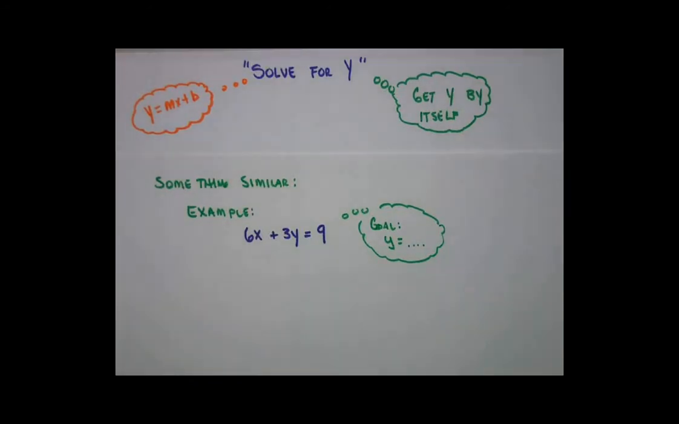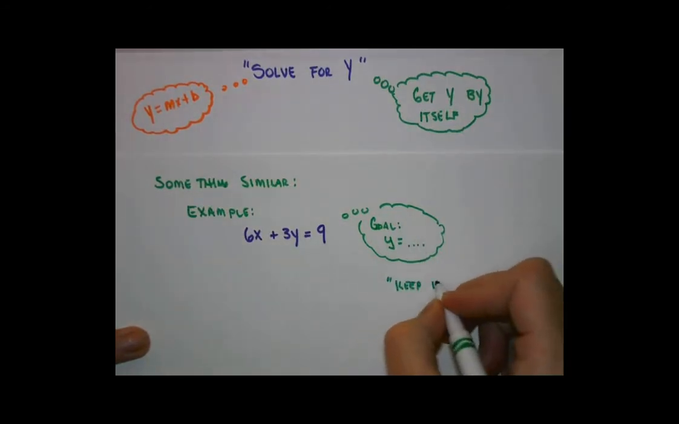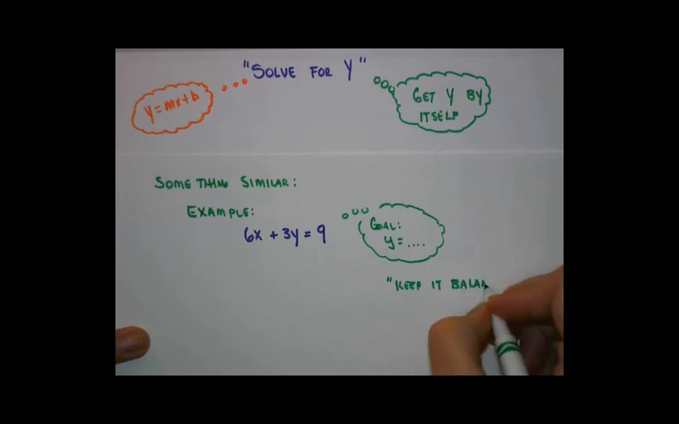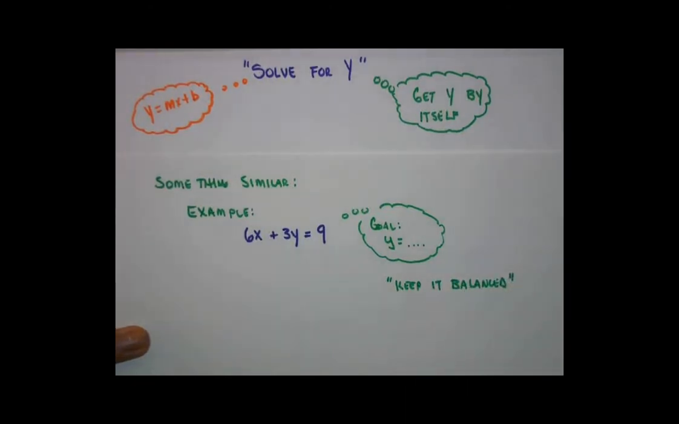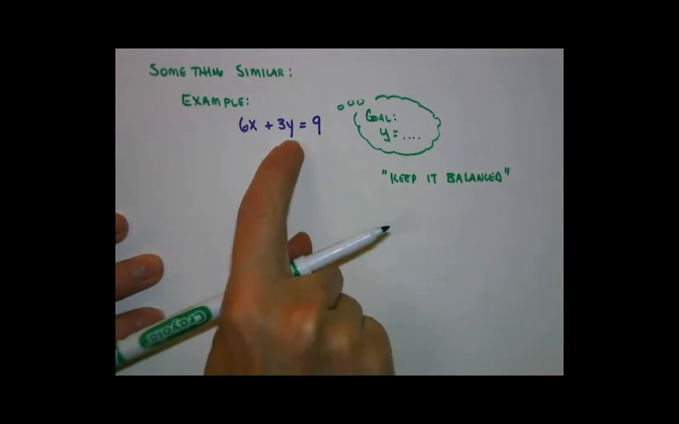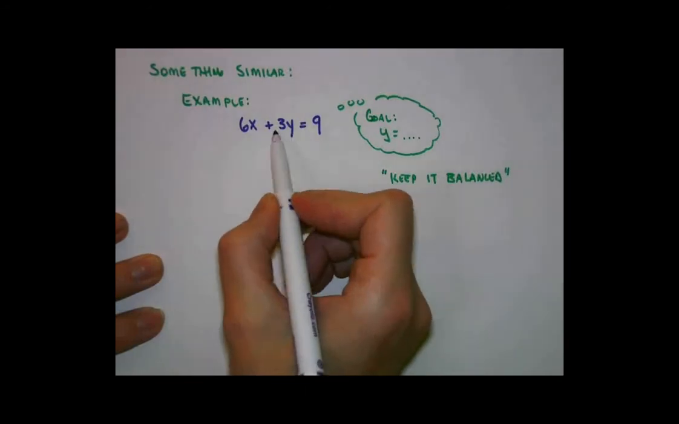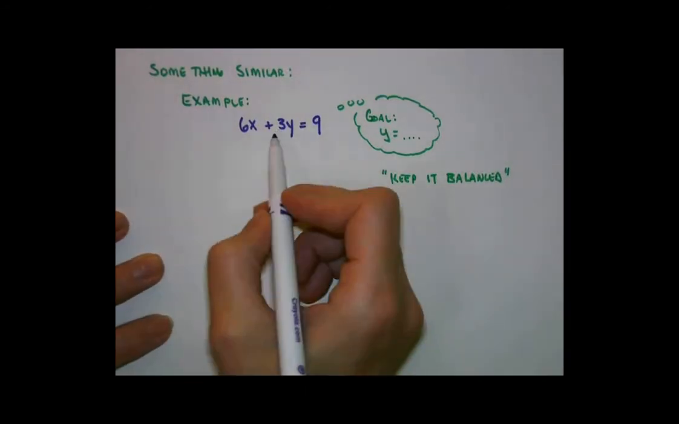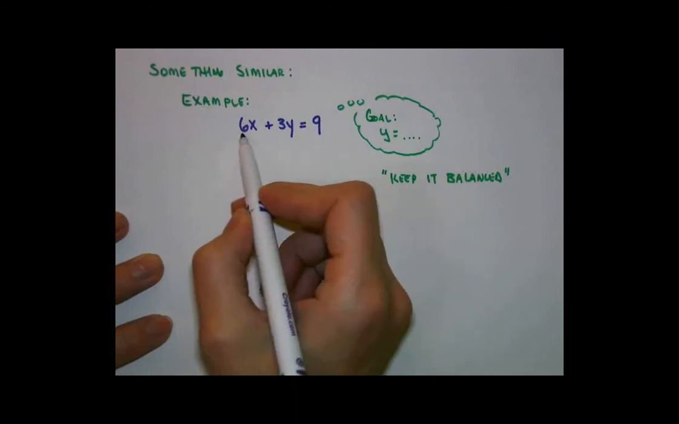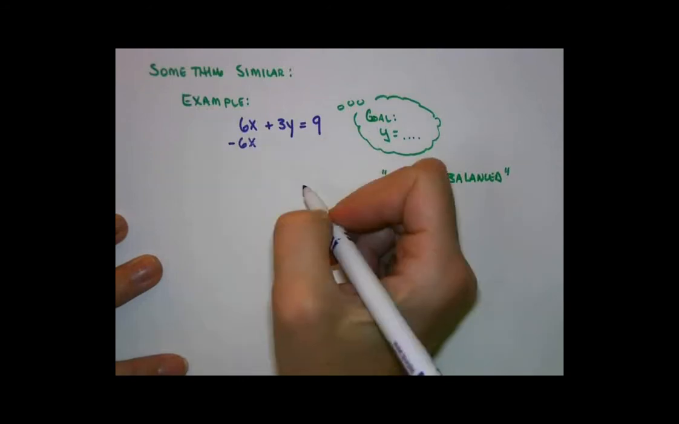What this has in common with solving for x is that everything that we do, we have to keep the equation balanced. So whatever we do to one side of the equation, we're going to have to do to the other side of the equation. And our goal is to get the y by itself. So the first thing I'm going to try and do is to get the 3y term by itself. I notice that right now 3y has 6x added to it. So I'm going to have to subtract 6x from the left-hand side.